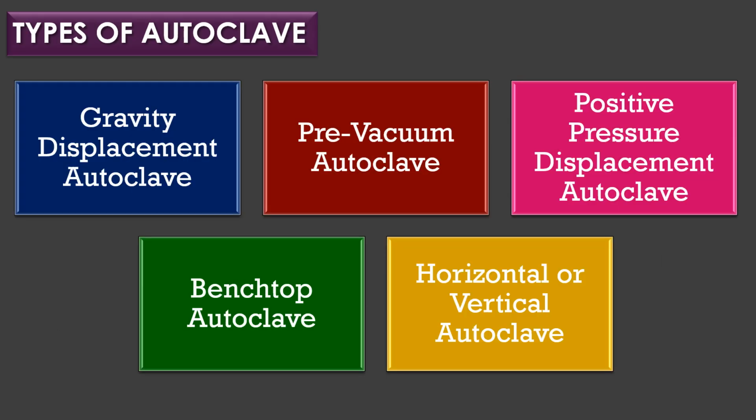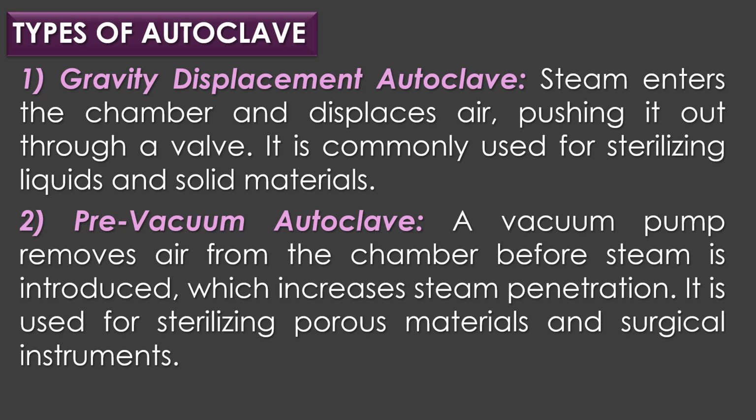Types of autoclave. There are 5 types of autoclave. They are gravity displacement autoclave, pre-vacuum autoclave, positive pressure displacement autoclave, benchtop autoclave, and horizontal or vertical autoclave. The first type of autoclave is gravity displacement autoclave. In gravity displacement autoclave, steam enters the chamber and displaces air, pushing it out through a valve. It is commonly used for sterilizing liquids and solid materials.